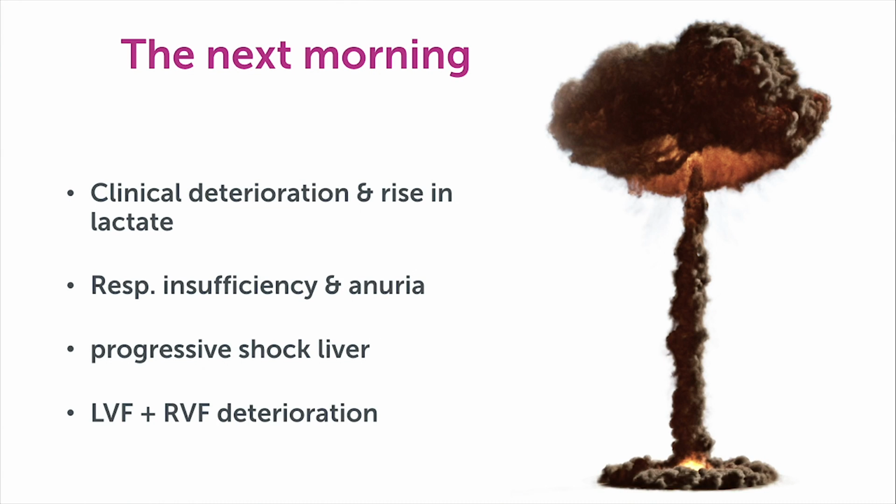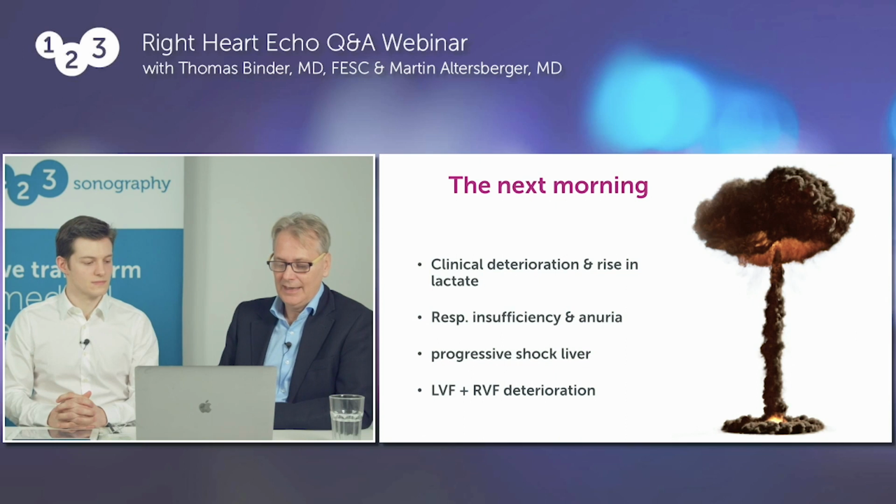Clinical deterioration: lactate was rising again, he had respiratory insufficiency, anuria, progressive shock liver, and right and left ventricle function was deteriorating. Now, in this situation, what I think is always very important is to also look at findings such as pleural effusions and ascites, because they usually denote right heart failure. If you have that, it's in my view always a very poor prognostic sign. Once you have this clinical scenario of pleural effusions, it's usually a bad clinical sign.